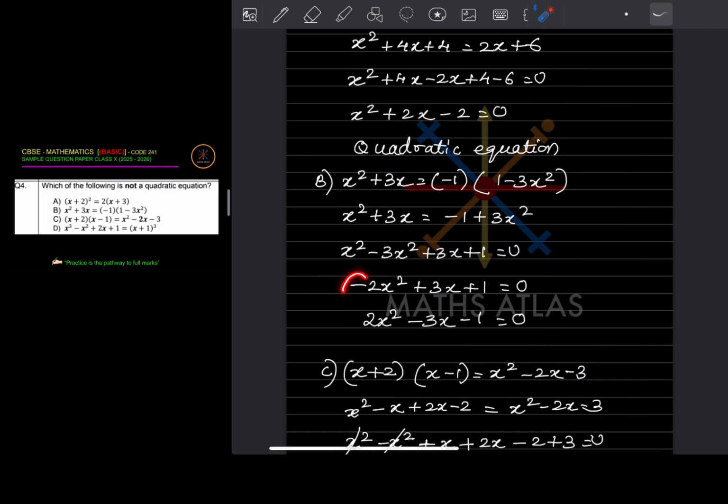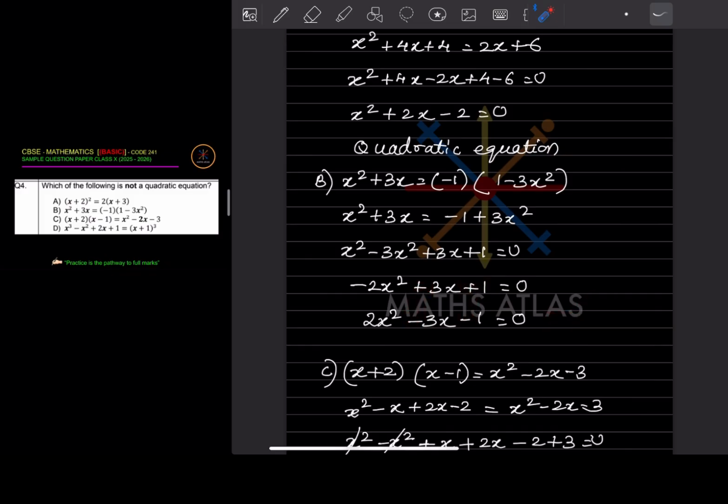So always the quadratic equation should start with a positive 1. So we are going to change the sign of it. So minus becomes plus. Since we have changed this sign, plus will become minus. So this plus will become minus 1. This is going to be 0.